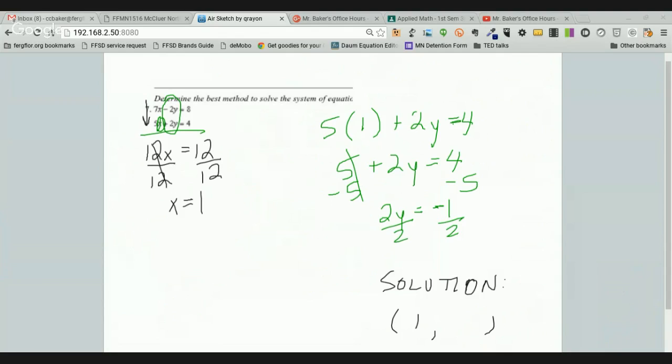If you show up tomorrow with this as an answer, then I'm going to applaud you for getting it off of here, if it happens to be wrong. Alright, so I'm solving for y here. Let's just keep that a fraction. Negative 1/2. There's my solution. 1 comma negative 1/2.